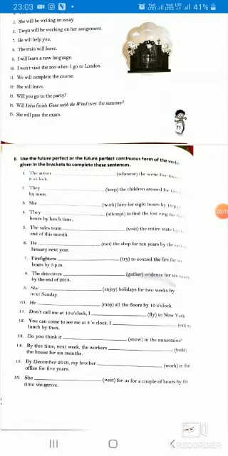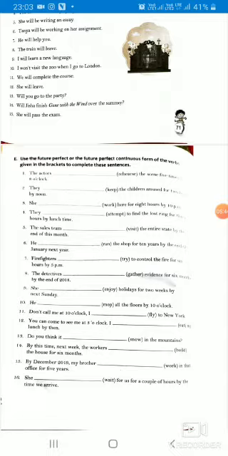Now the present perfect continuous. Perfect plus continuous. So for perfect we will use has, have. For continuous we use V4, that is V1 plus ing. The present perfect continuous is used for an action that was happening for a length of time up to the present moment, meaning an action which we started but haven't finished, it is still continuing.